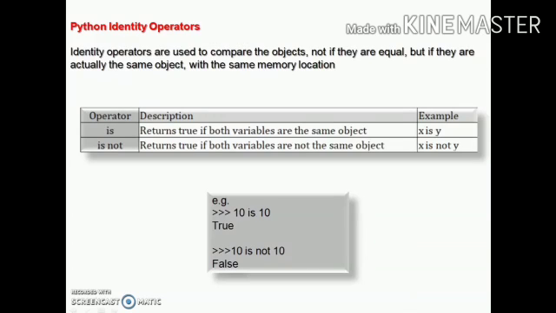Next is Python identity operator. Identity operators are used to compare the objects, not if they are equal, but if they are actually the same object with the same memory location. These are is and is not, as you can see.